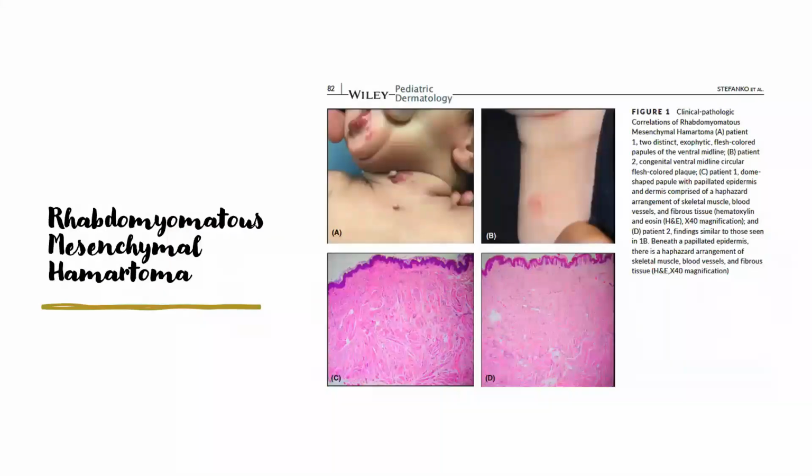Here you can see photos of 2 different patients with different appearing midline anomalies. However, when the tissue from these midline anomalies was examined under the microscope, both were diagnosed with rhabdomyomatous mesenchymal hamartomas. Rhabdomyomatous means that it looks similar to other tumors made of striated muscle. Mesenchymal refers to the type of cells seen. Mesenchymal cells are stem cells that normally become, for example, bones, cartilage, muscle, and fat.